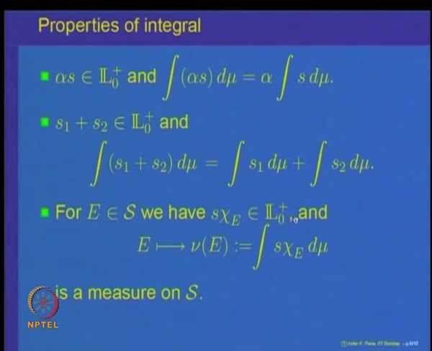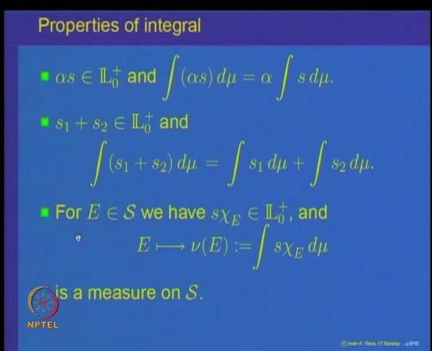So its integral is defined, and we want to check that E going to nu of E, which is the integral of S times the indicator function of E d mu, is actually a measure on S. So this gives a method of generating more measures on the sigma algebra. Let us prove this property.